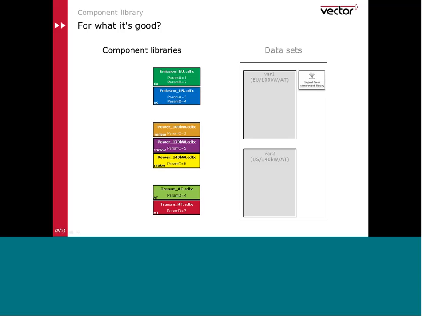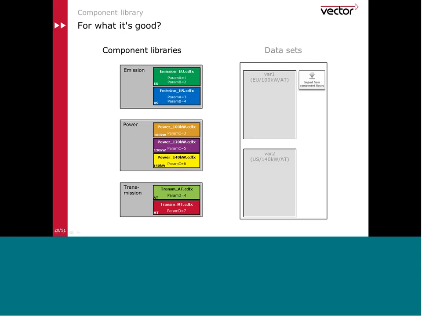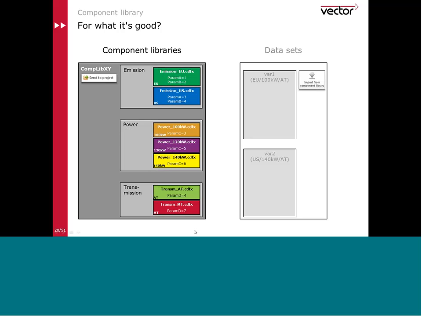As you already heard, these component libraries are typed. So I said this is the component library emission EU and emission US, power 100 kilowatt, power 120 kilowatt, and so on. I can also think about combining these two emission component libraries into one huge emission component library. Do the same for power, do the same for transmission. And I can also build a component library around these three libraries and give it a speaking name, like this was my values from last summer, or these are my good starting point for new projects, or something like this.